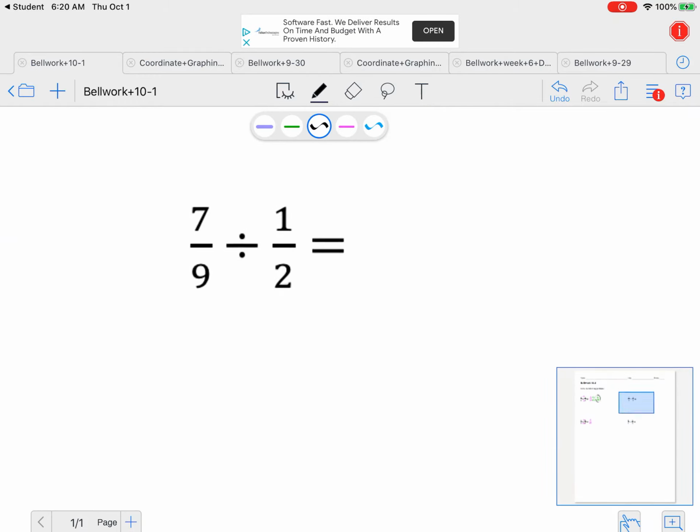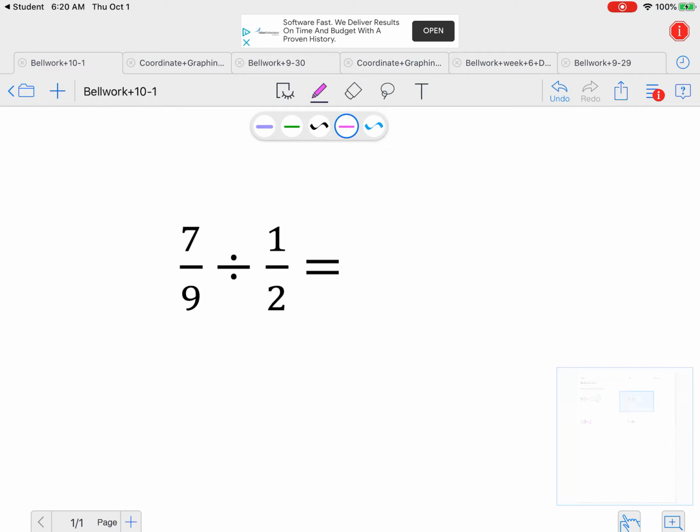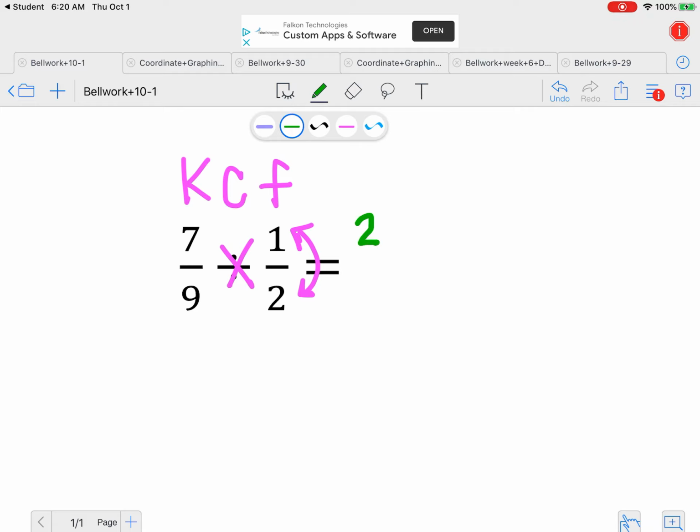Okay, now dividing. On dividing, we really don't divide. We are going to keep the first fraction. I'm going to change the divide to be multiply, and then I am going to flip the second fraction upside down. So the 2 would come on top, the 1 would go on bottom. Then I can scratch out this fraction.